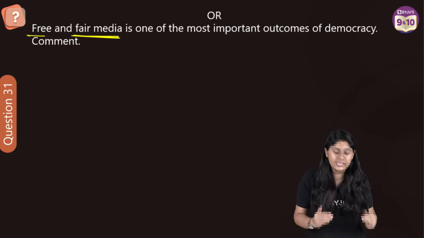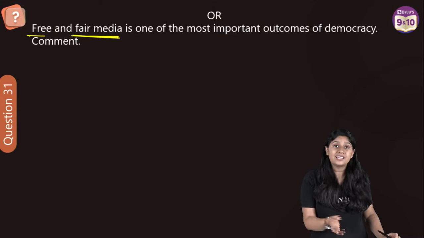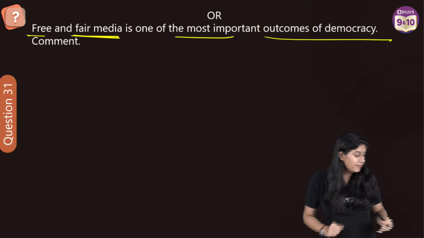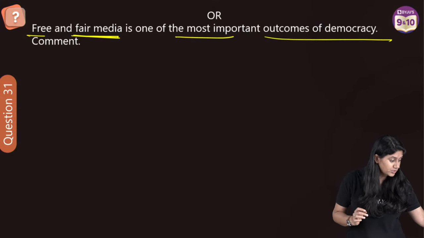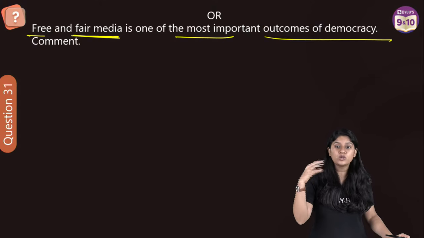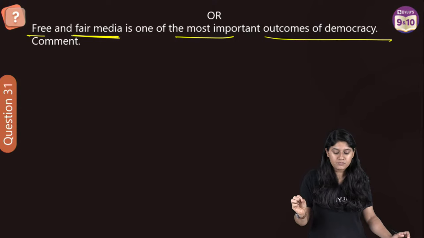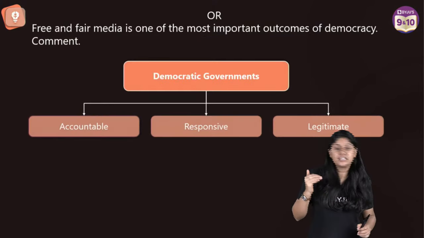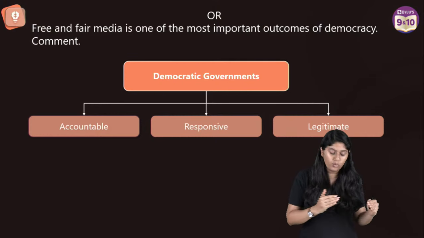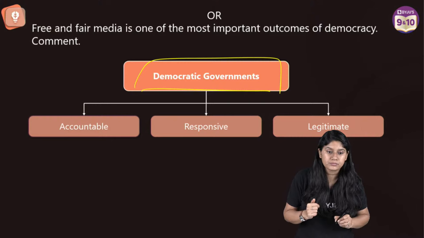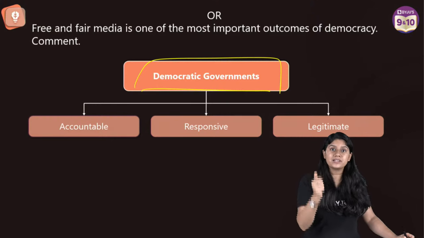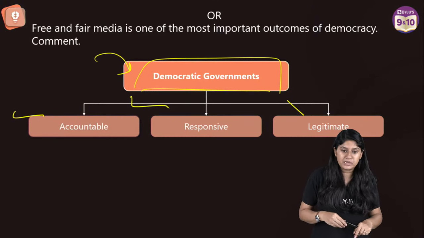Now we have to write and comment that free and fair media is one of the most important outcomes of democracy. Media actually helps us understand democracy, how it is working, whether it's good, whether it's bad. Right? So we have to express our opinions over here. Now, if we go with the marking scheme, they have gone into details and talked about the democratic government. Okay, what are the different ways we can say that the government is free and fair?